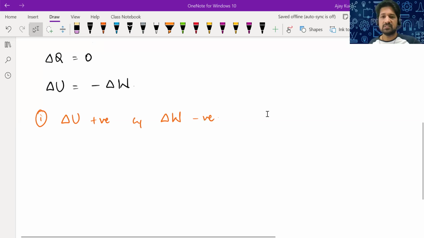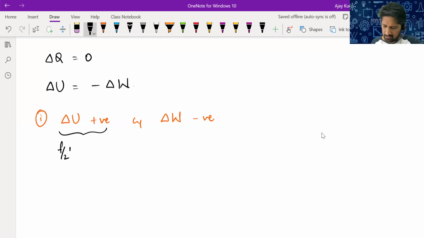One of you quickly tell me, what is the general formula for delta U, change in internal energy? What is the formula we have been using? I got one answer as f by 2 nR delta T. That is correct. Delta U is f by 2 nR delta T, where f is the number of degrees of freedom. Now, delta U is positive. That means change in temperature is positive, so temperature is increasing.